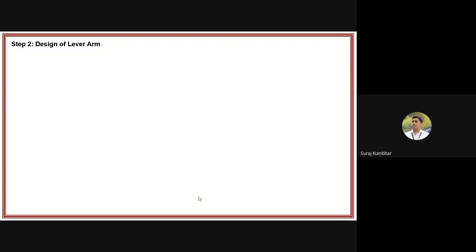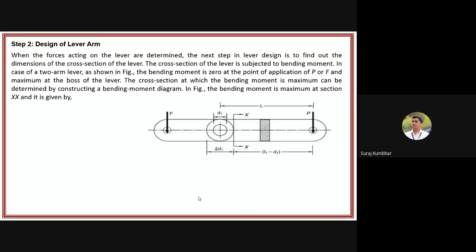Now step number two, design of a lever arm. Earlier we found the reactions at the fulcrum pin. Now, how to design the lever arm? When the forces acting on the lever are determined, we will find F, we will find P, we will find R, that is the reaction force, effort and load. The next step in lever design is to find the dimensions of the cross section of the lever. That is the most important step.